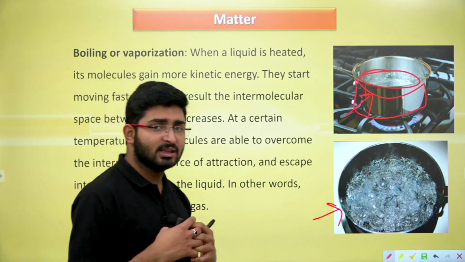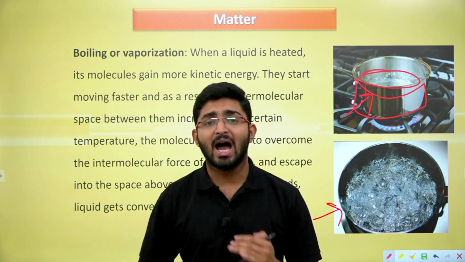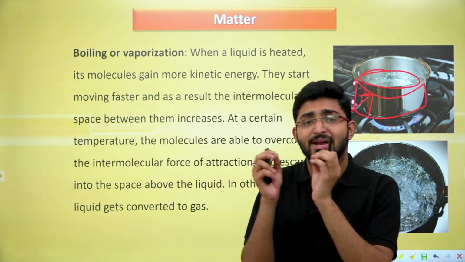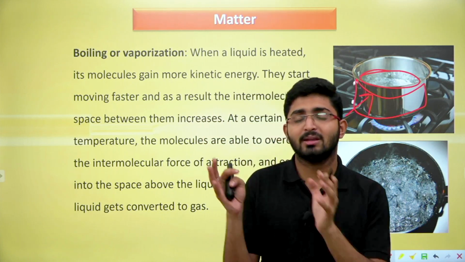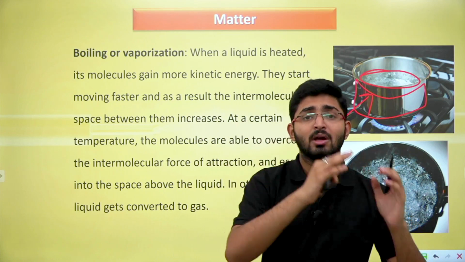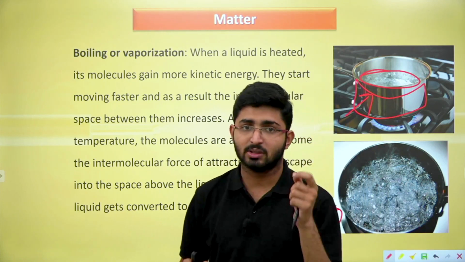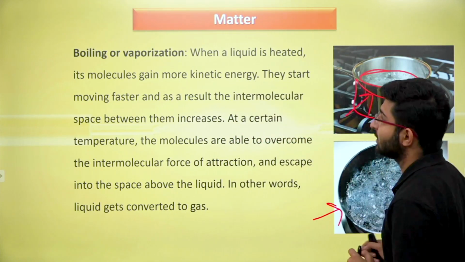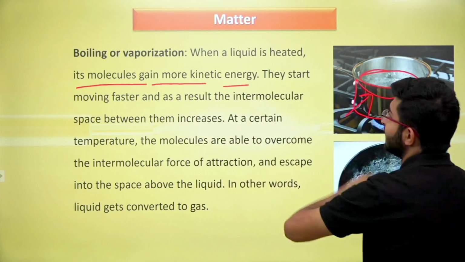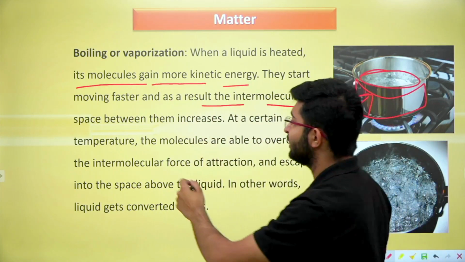Now what happens in the boiling process? The whole water is heated up. We are raising the temperature of each and every molecule of the water, right? That process is known as boiling. When a liquid changes itself into the vapor state or gaseous state after giving some temperature, that is boiling. Always remember that. When a liquid is heated, its molecules gain more kinetic energy. They start moving faster. As a result, the intermolecular space between them increases.